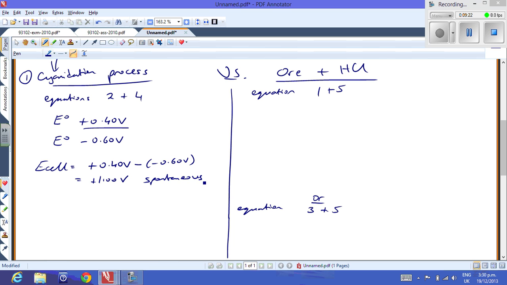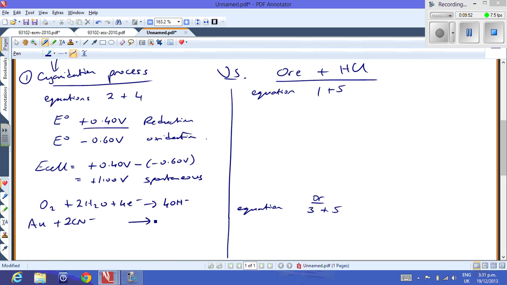And it's spontaneous in the sense that equation 2 is the reduction half equation, and equation 4 is going to be oxidized. So equation 2 is oxygen plus 2H2O plus 4 electrons going to 4 hydroxide ions. That would prefer to be reduced. And the other equation, the gold plus the cyanide, is being oxidized because it had the much smaller reduction potential value. And so that's what forms your gold cyanide complex, plus a loss of an electron.